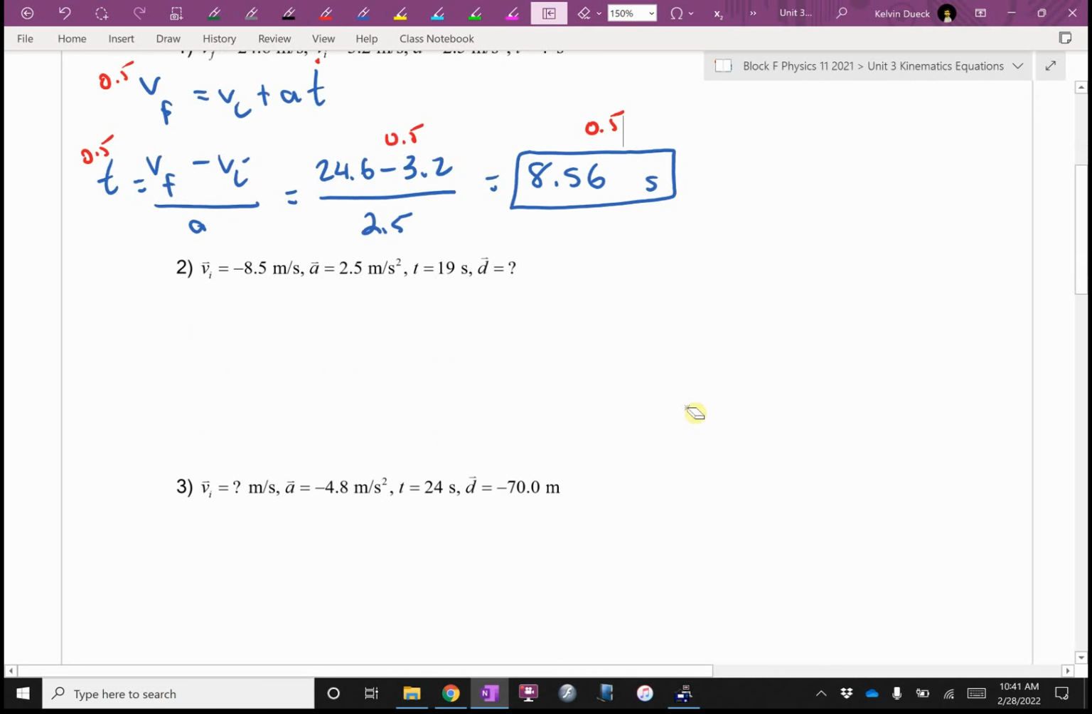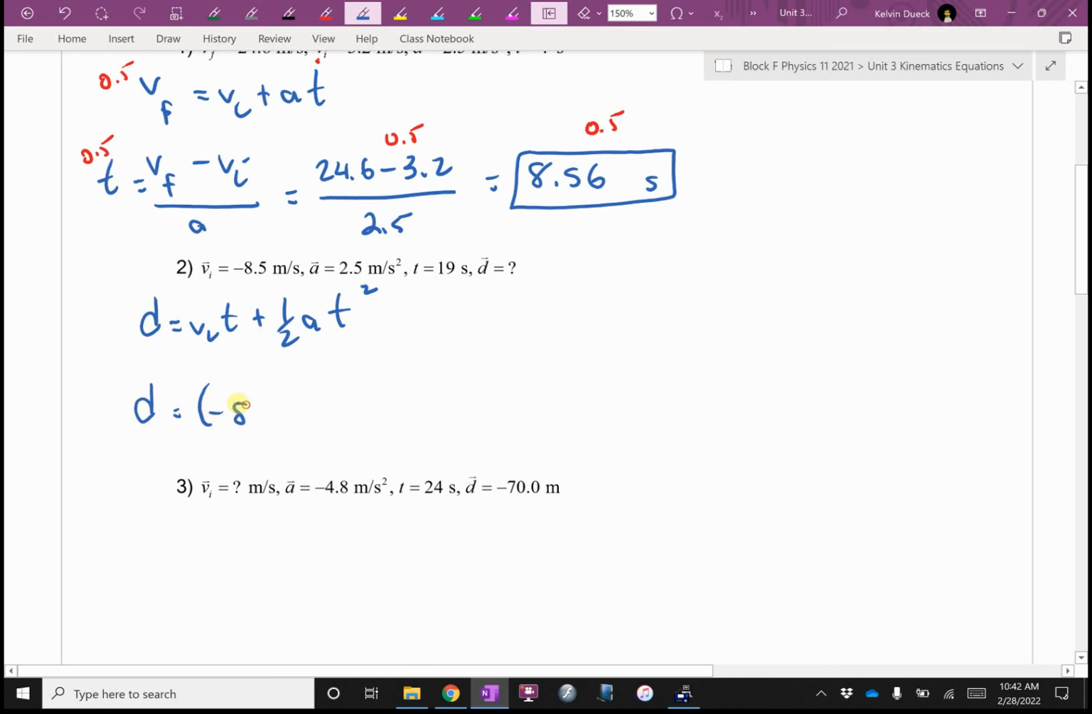Number 2, I'm looking for an equation that's got a VI, an A, a T, and a D in it. Jonah, there is one. Which one? A T squared. I got to get the D by, oh, it already is. So this time you'll get not just a half mark for finding the original equation, but you get the extra half mark because you got the D by itself already. Hey, bonus. Now I'm going to plug in the numbers.